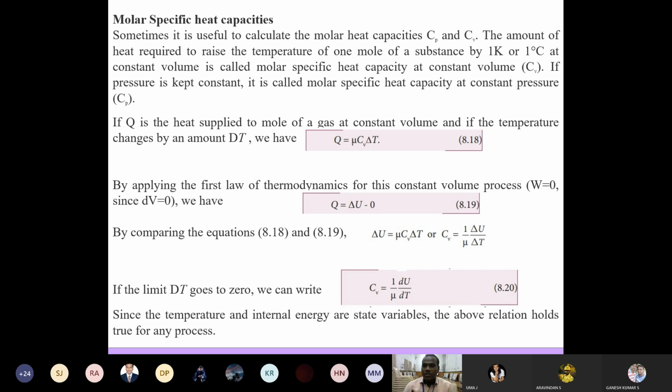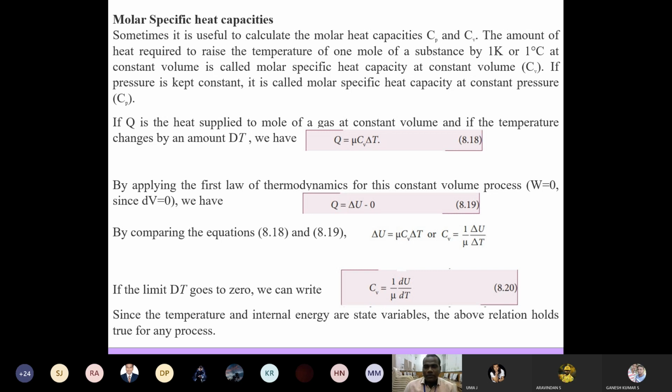So by applying the first law of thermodynamics for this constant volume process, the work will be 0. There is no change in volume, so we can substitute in the first law of thermodynamics. The first law is delta U is equal to Q minus W. We will look at that later.